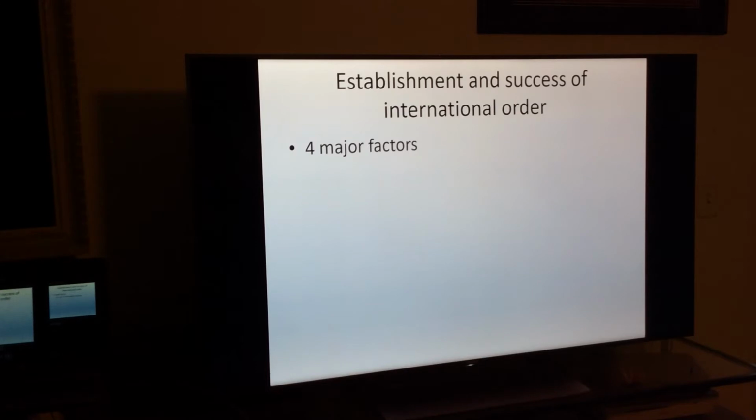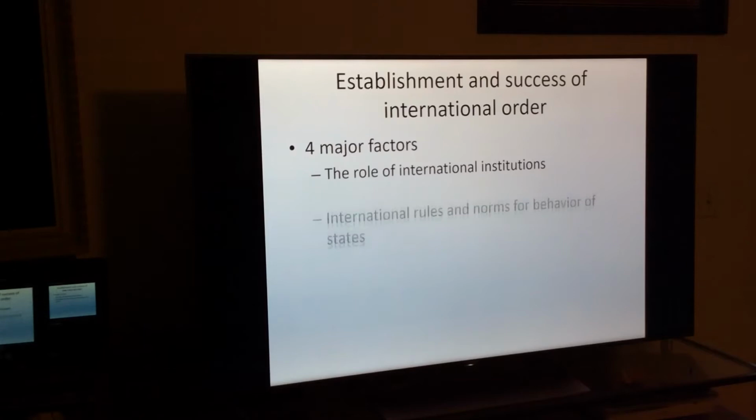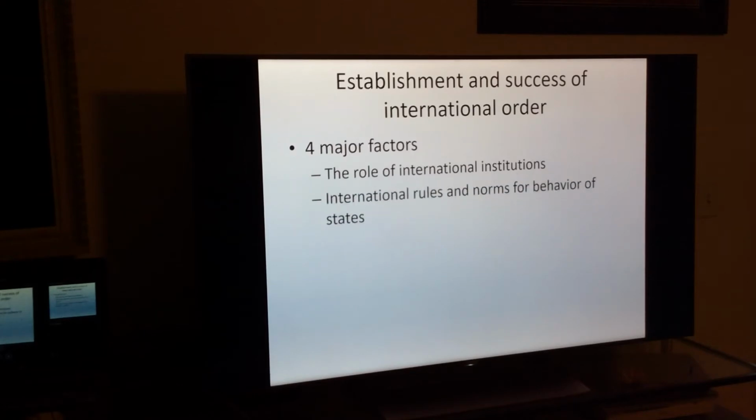Four major factors in the establishment and success of international relations. The role of international institutions, they play a role, so it's not only just states, but it's international institutions like the United Nations. International rules and norms for behavior of states, how states should interact with each other. Geneva Convention, how prisoners are supposed to be treated.